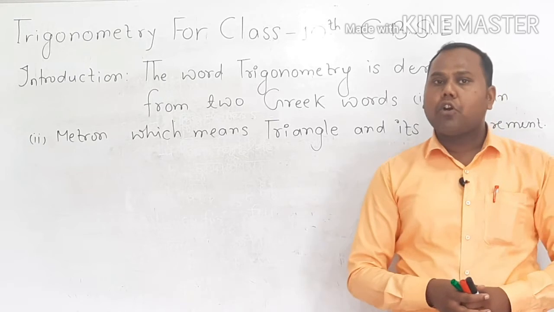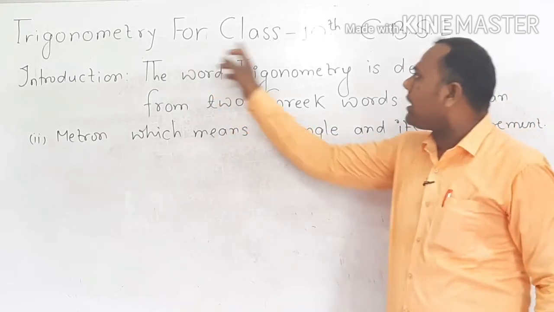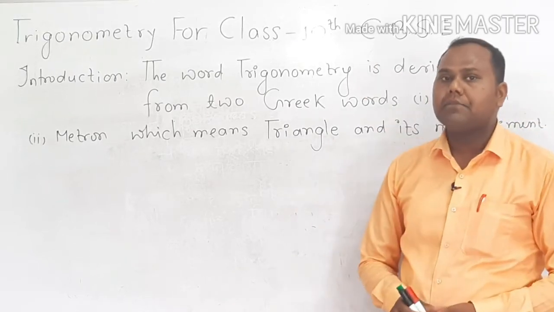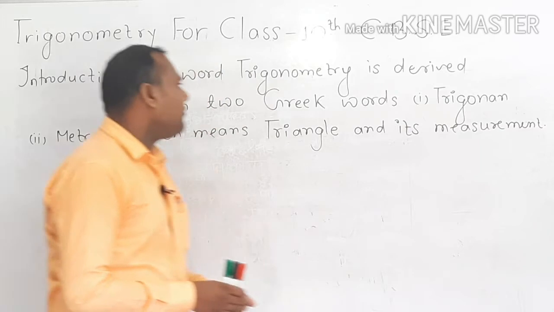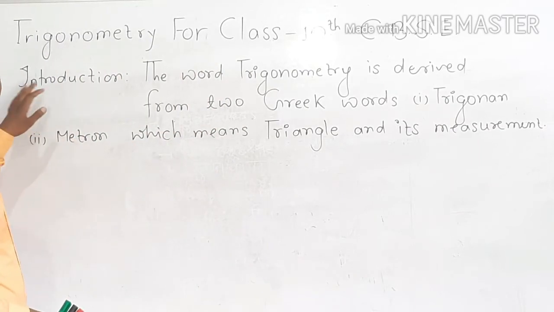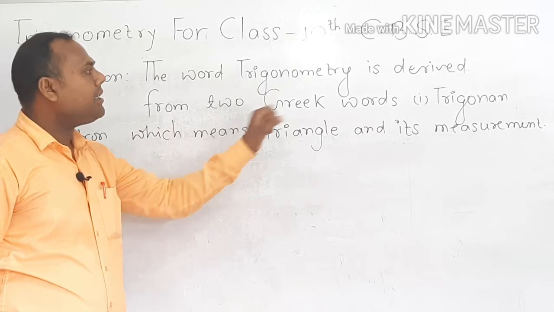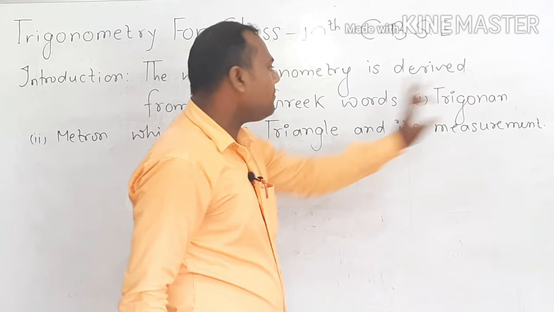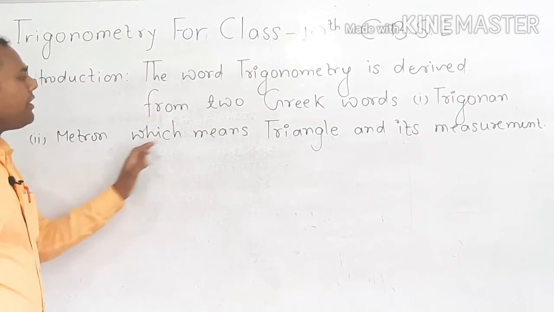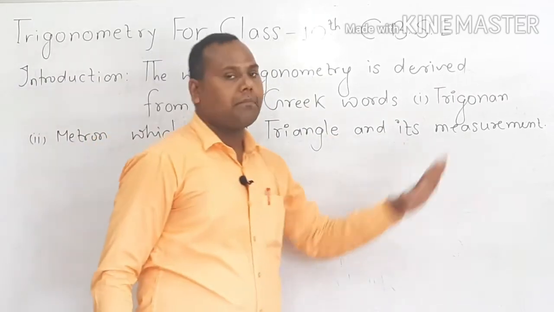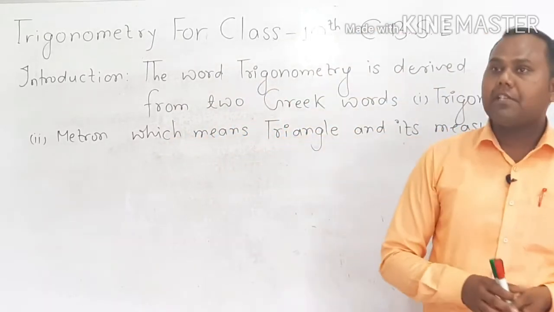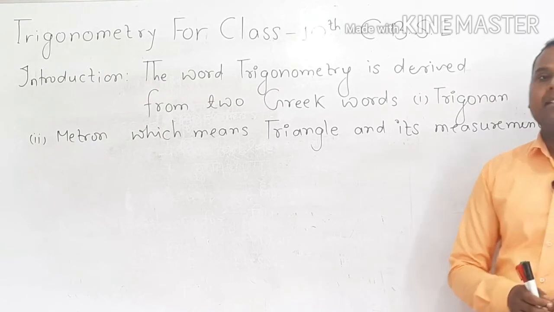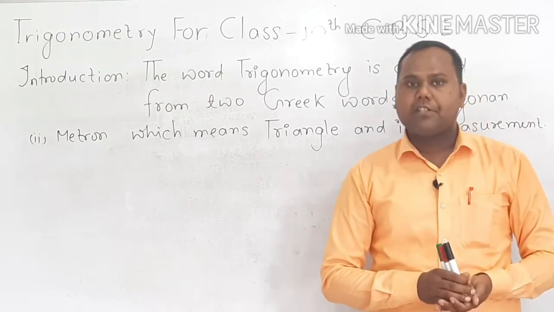Today I am going to talk about trigonometry for class 10th CBSE. Let us talk about the introduction part of trigonometry. Introduction. The word trigonometry is derived from two Greek words. The first one is trigonon and the second one is metron, which means triangle and its measurement. In this chapter, we shall study a right angle triangle and its sides ratio.